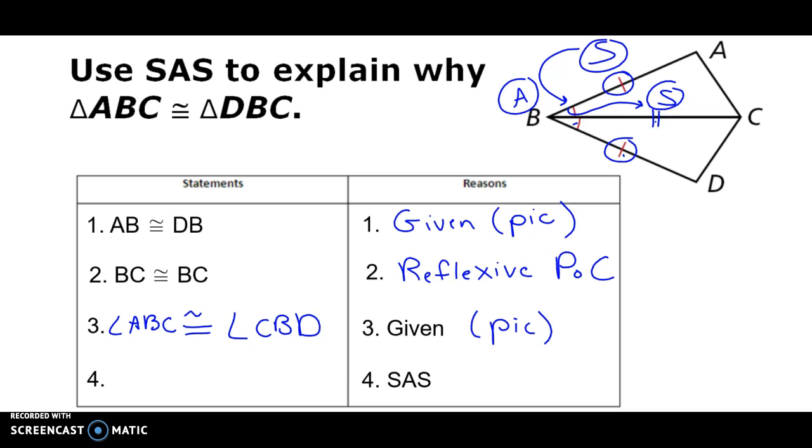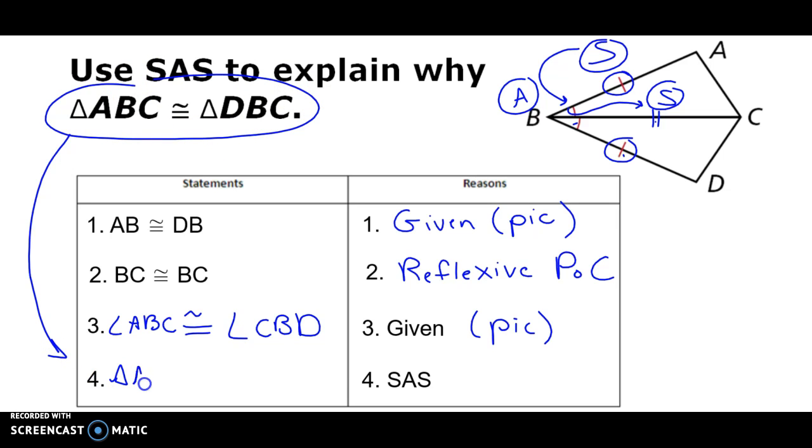So now we can say this. That's always the last step. Triangle ABC is congruent to triangle DBC because of the postulate SAS.